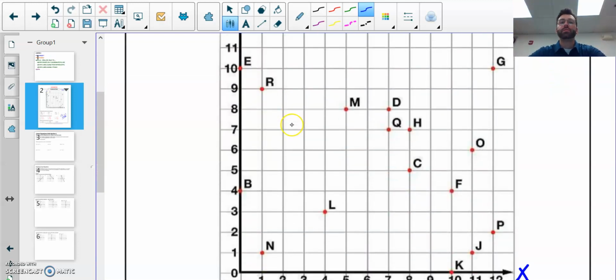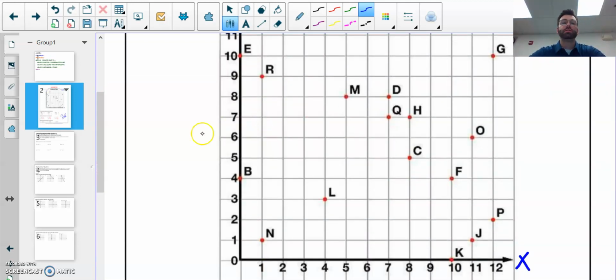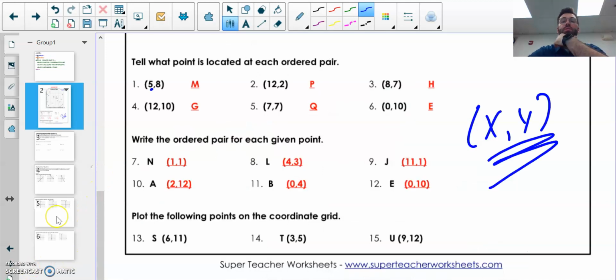Knowing that, I want you to pause this video and try the first couple. Try this page without me. Hopefully you actually paused the video, because now here are your answers. Check your work, feel free to pause it to check your answers, and I'm going to go on to the next slide.